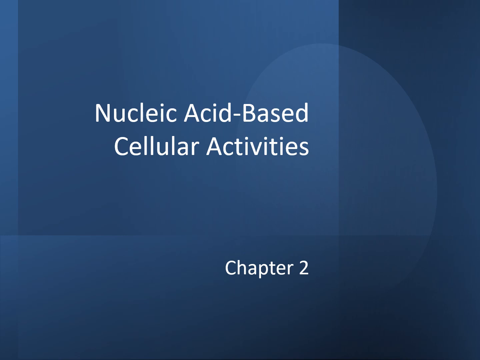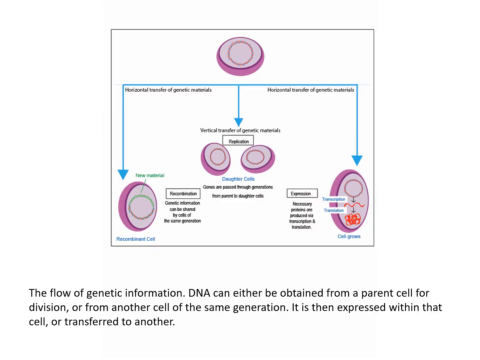Chapter 2, Nucleic acid-based cellular activity. So in the cell, there are many cellular activities, and some of them are nucleic acid-based cellular activities. For example, replication, that's the vertical transfer of the DNA, so the genome can be replicated so that there are 2 copies. So that's a replication.